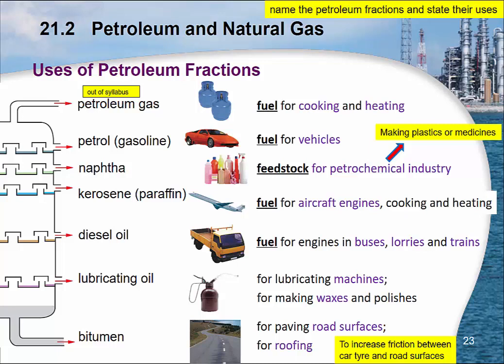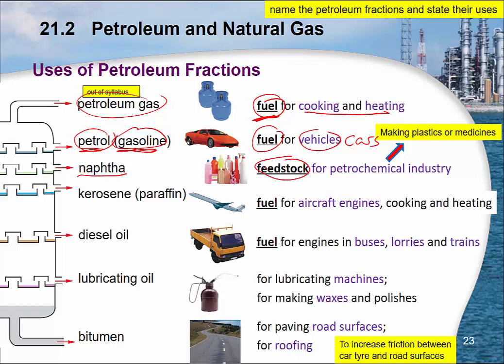This is the key thing that you must memorize. Really need to memorize. Okay, for example, petroleum gas is used as a fuel. Fuel is important for cooking and heating. The petrol or gasoline, alright, depending which country you use this word. We usually call them petrol, but in some other countries they call it gasoline. Used as a fuel for cars or vehicle. Okay, cars is okay. Naphtha is a feedstock. Feedstock is a raw material.